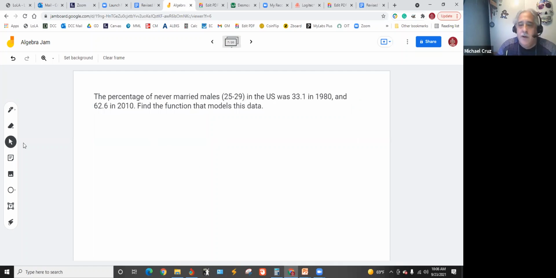And what it amounts to is that over the years, people are waiting longer to get married. All right, so we got 2 points here. What I'm going to do is just write out these 2 points. I got 33.1 in 1980, and then the other point was 62.6 in 2010.